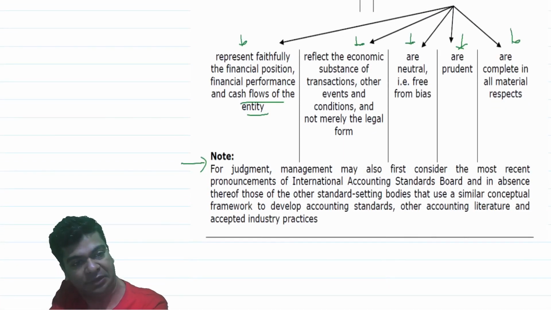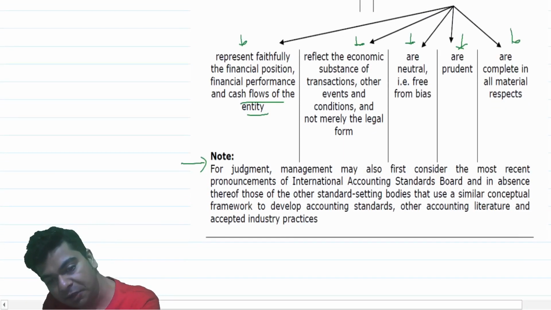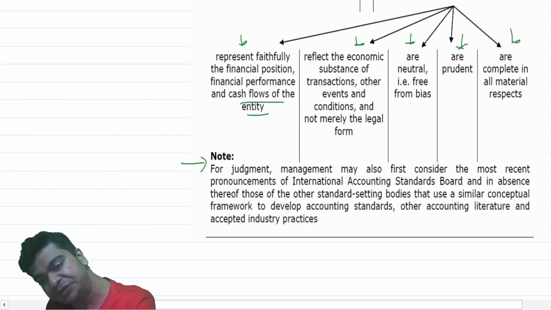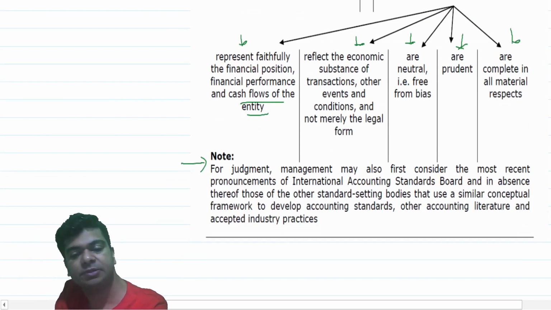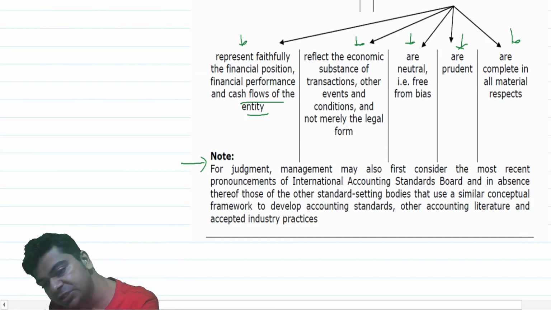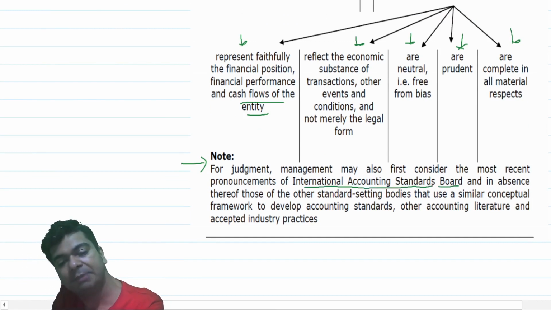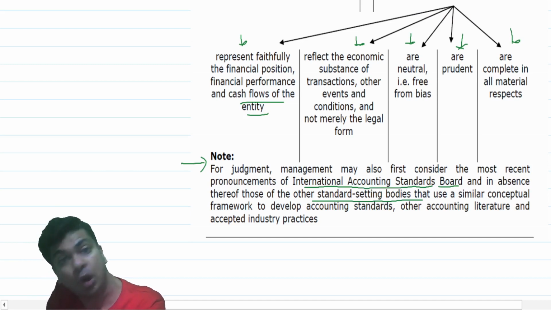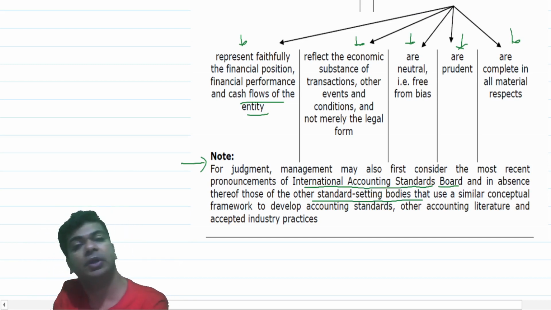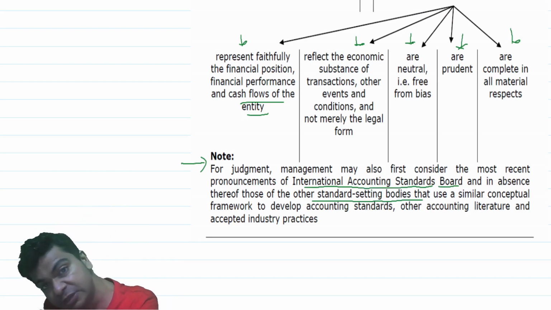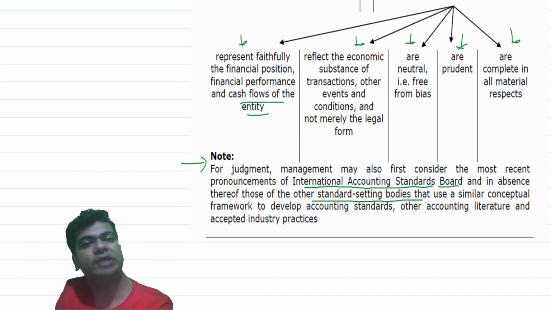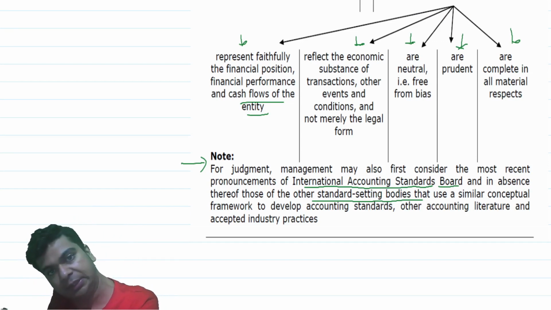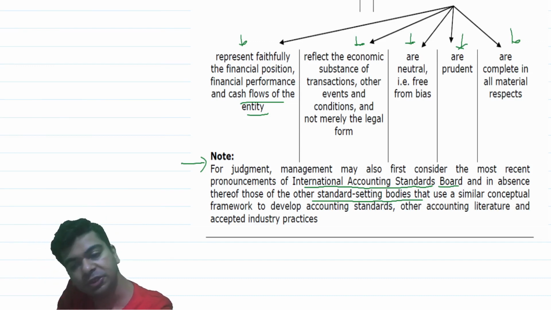That's the note that they have given to us. They say, for judgment, management may also first consider the most recent pronouncements of international accounting standard boards, and in absence thereof, those of other standard setting bodies, right? You do not have an international accounting standard also relating to that matter. But do you have some accounting practice, let us say under the US GAAP? If so, that can also be used by the management for forming its own judgment.